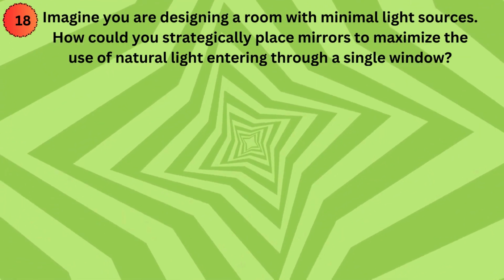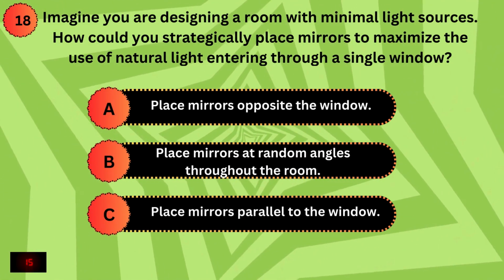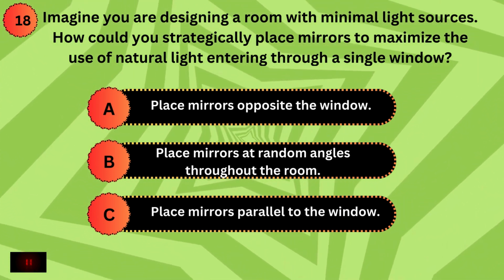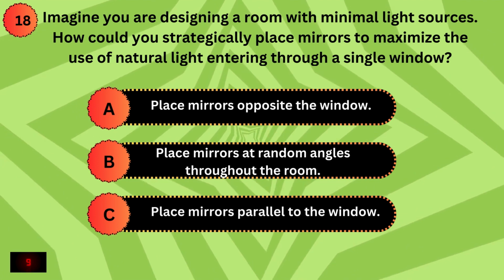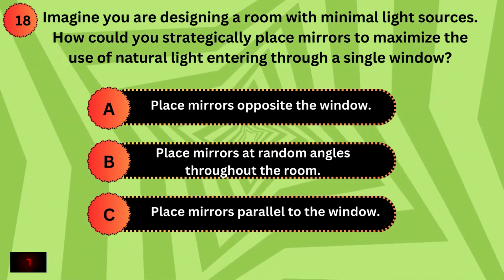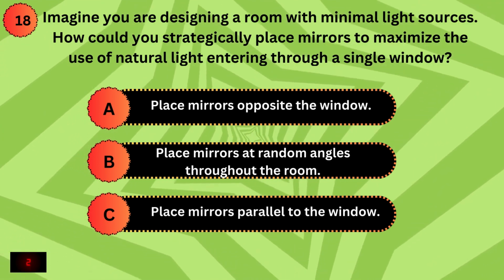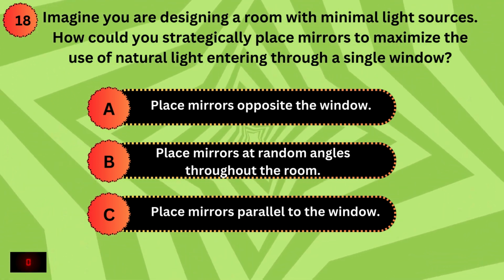Imagine you are designing a room with minimal light sources. How could you strategically place mirrors to maximize the use of natural light entering through a single window? A. Place mirrors opposite the window. B. Place mirrors at random angles throughout the room. C. Place mirrors parallel to the window.